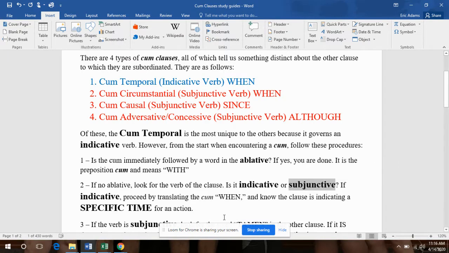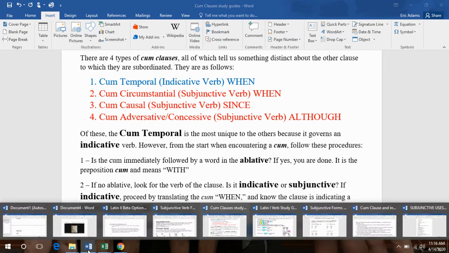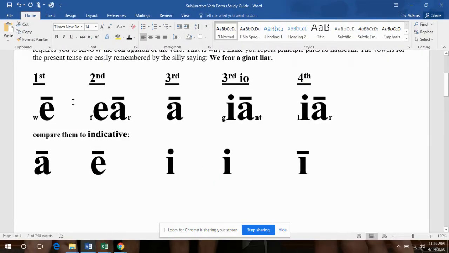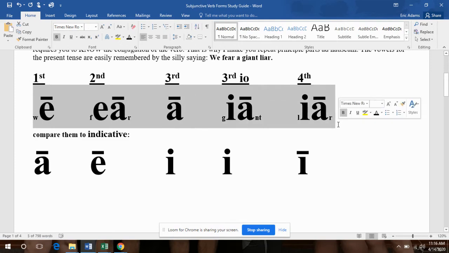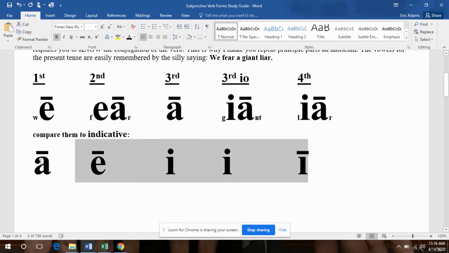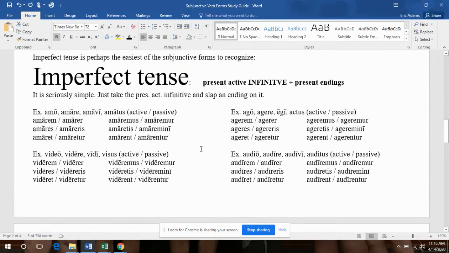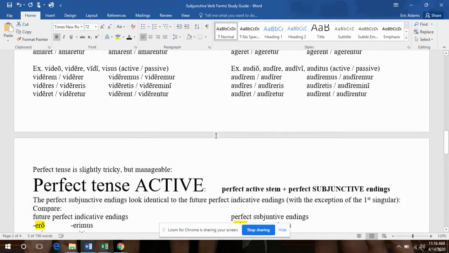Because of the form. Remember that when we went over subjunctive forms, you have to see, one, in the present tense, what kind of vowel it has, whether it has the subjunctive vowels, or whether it has the indicative vowels that we have seen so many times. You look to see, is it the imperfect subjunctive? An infinitive plus an ending versus a BA for the indicative.